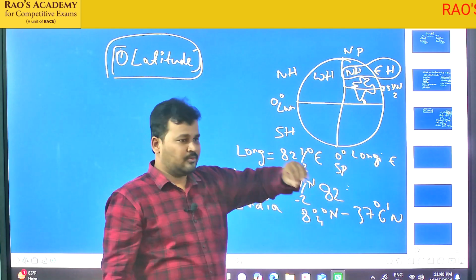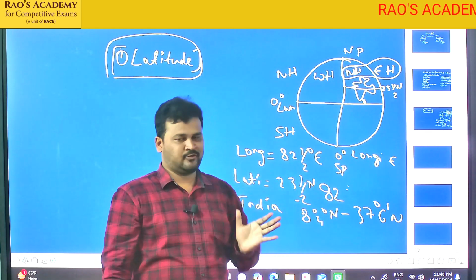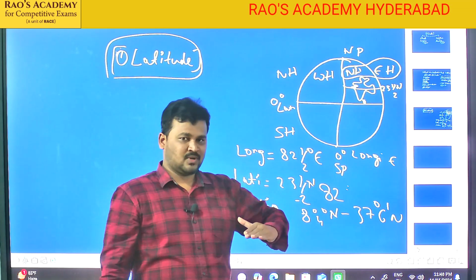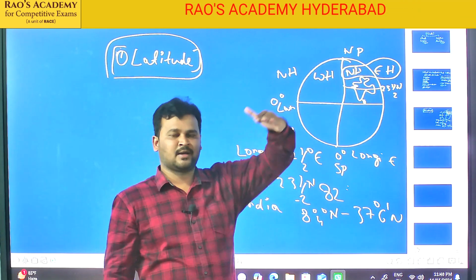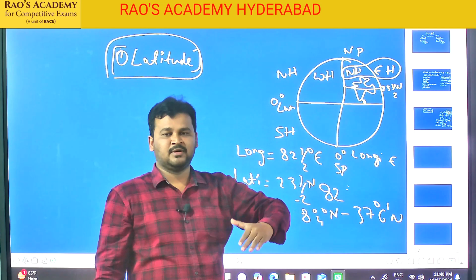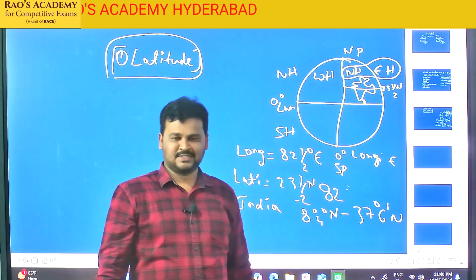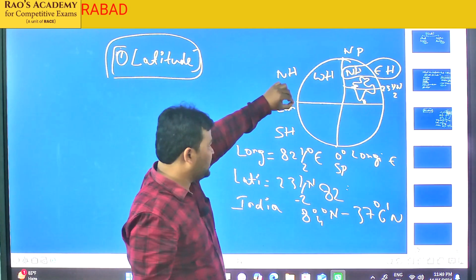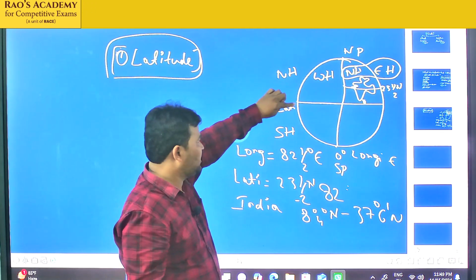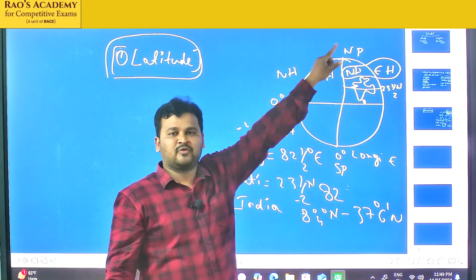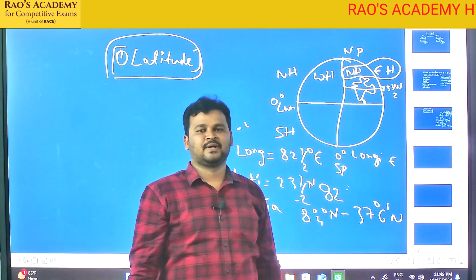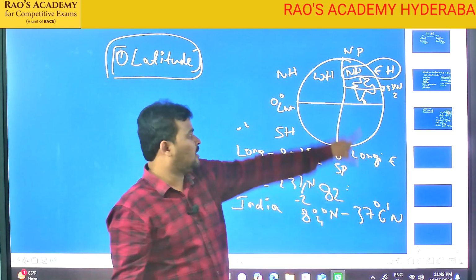So we know one general universal phenomena. Whenever we move from lower latitudes to higher latitudes, the temperatures will be reduced. A general, universal phenomena. Whenever you move from equator to higher latitudes, what will happen? Temperature will gradually decrease. So the same phenomena will be applied here.